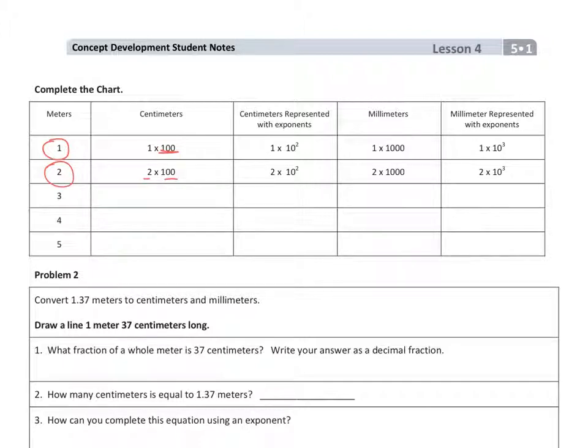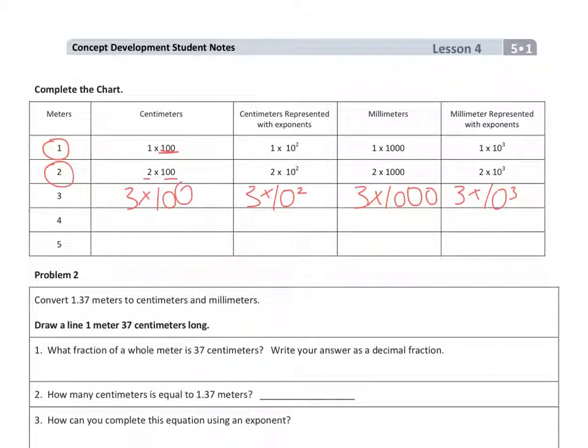So let's fill this in for 3. Centimeters, that's going to be 3 times 100. And another way of saying 100 is 10 to the second. So 3 times 10 to the second. And then millimeters, it's going to be 3 times 1,000, or 3 times 10 to the third, because 10 to the third and 1,000 are the same.